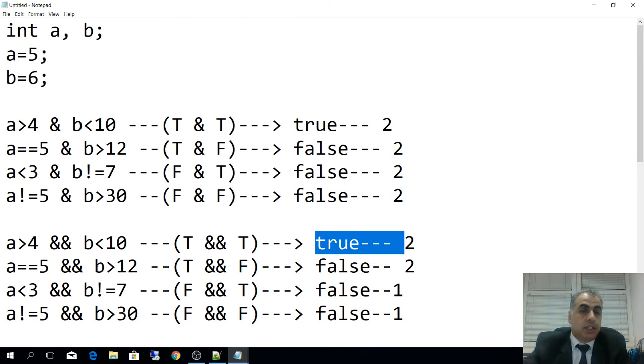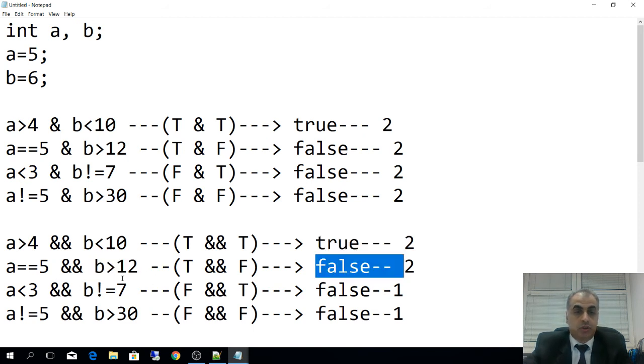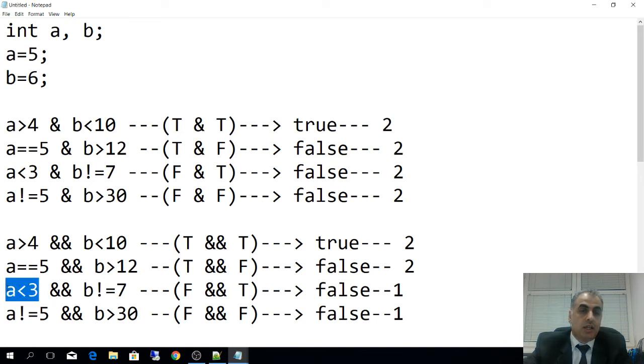I must check the second one. If it is false, the result is false. So it depends on the second one. But here, the first one is false already. You don't need to check the second one. True or false, it doesn't matter. At the end of the day, you are going to get 1.